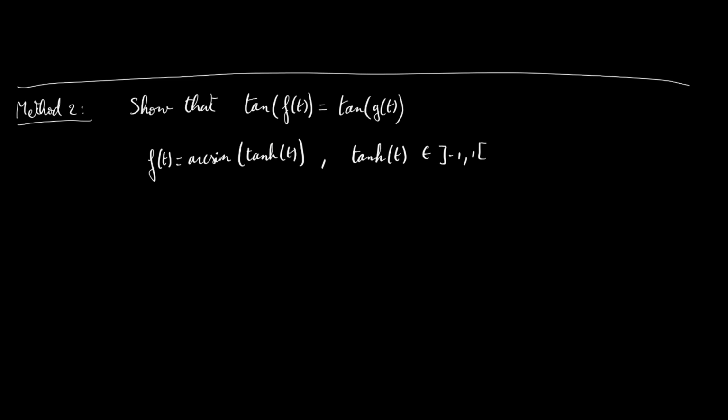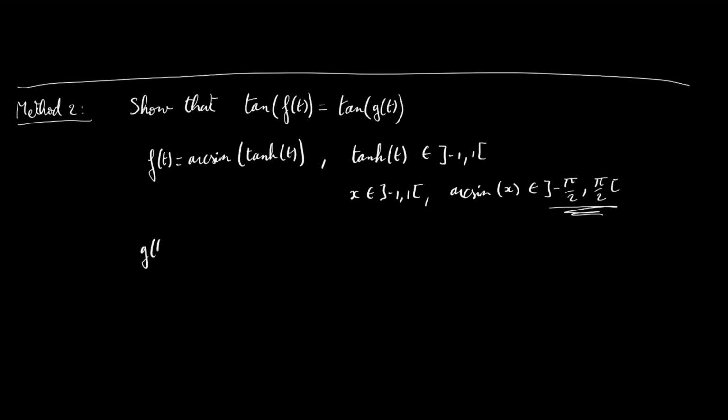And we also know that if x belongs to the interval -1, 1 without ever reaching this value, then the function arcsine of x belongs to the interval minus pi over 2, pi over 2. And this domain is actually an interval in which the function tangent is defined, so we are good.